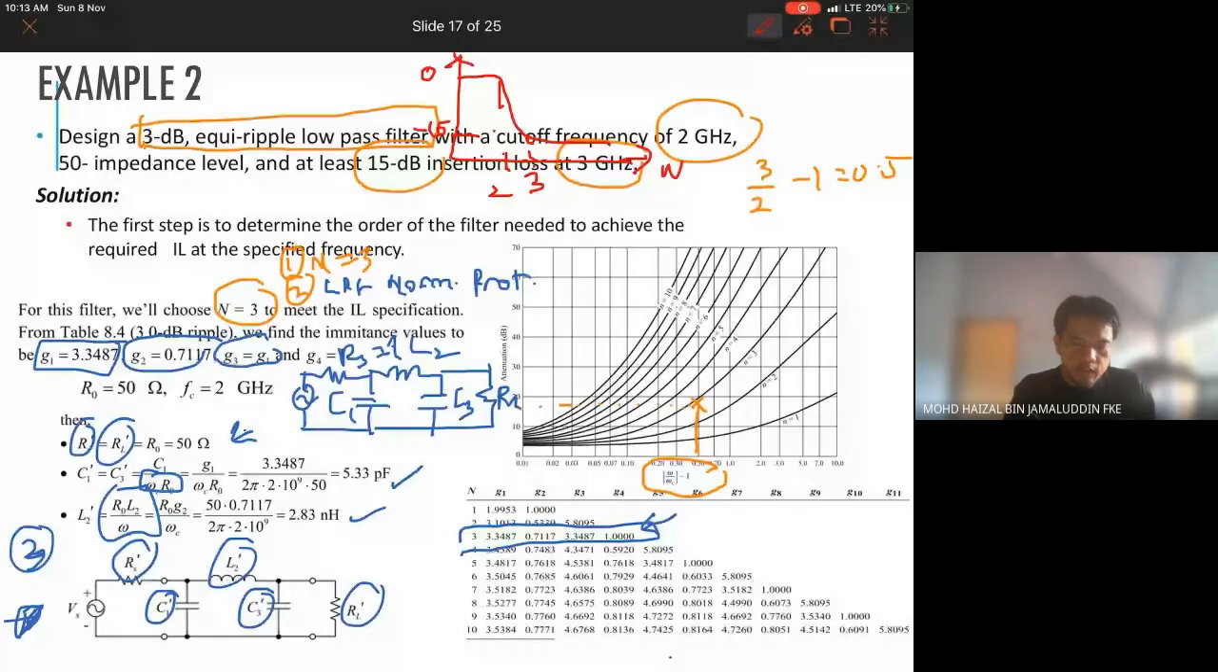For the graph of the 3 dB equal ripple, it will have a ripple of 3 dB here and with a sharp cutoff frequency and almost the same attenuation here for this 3 dB equal ripple. So that's the frequency response for both, a comparison between the low pass filter, maximally flat, and equal ripple. So that's all for the example.